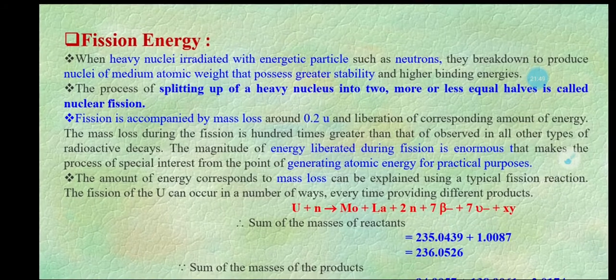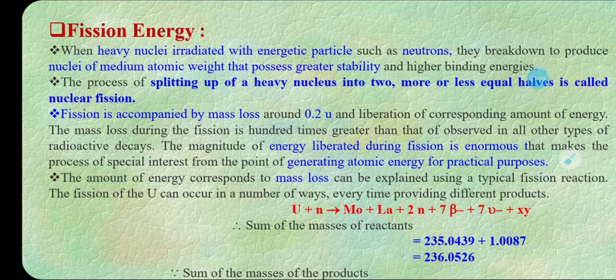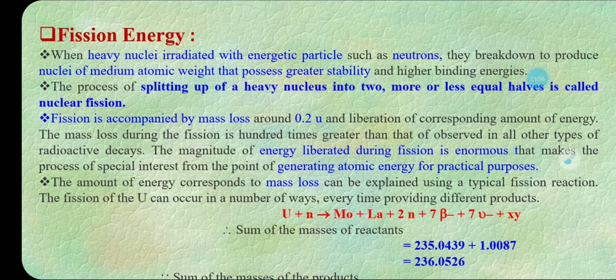So next is fission energy, or the fission reaction. That means in this reaction a big nucleus breaks into two smaller nuclei which are radioisotopic in nature. Let us see the fission energy. When heavy nuclei are irradiated with energetic particles such as neutrons, they break down to produce nuclei of medium atomic weight that possess greater stability and higher binding energy.